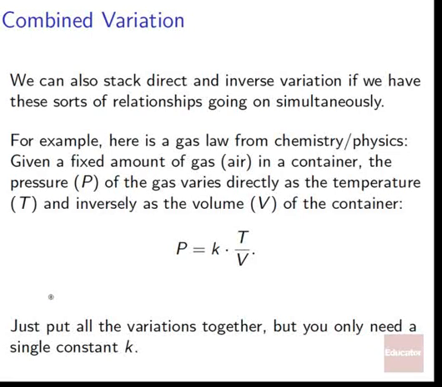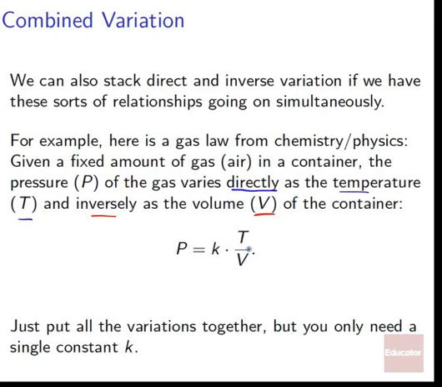We can also combine multiple types of variation. We can stack direct and inverse variation if we have these sorts of relationships going on simultaneously. For example, here's a gas law from chemistry and from physics. You can probably learn it in both courses depending on how the course is taught. Given a fixed amount of gas, which is to say just air, like the kind of air in a room, not gas like gasoline, petroleum. Given a fixed amount of air or gas in a container, the pressure, P, of the gas varies directly as the temperature, T, and inversely as the volume, V.